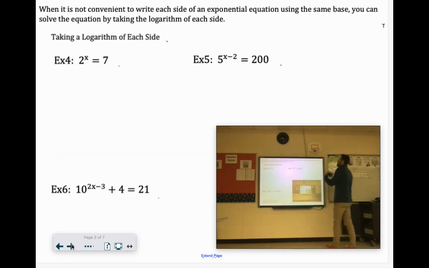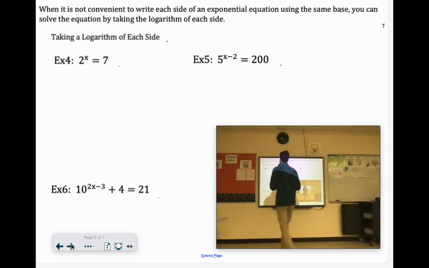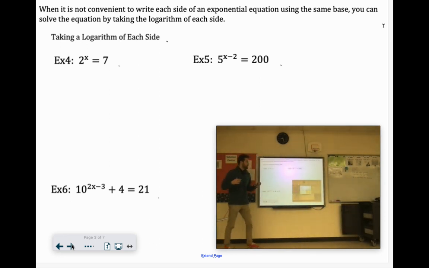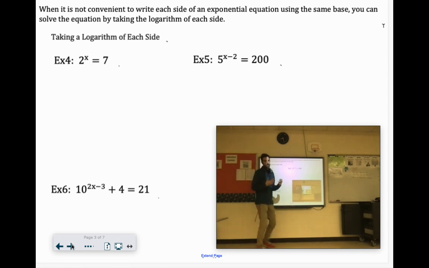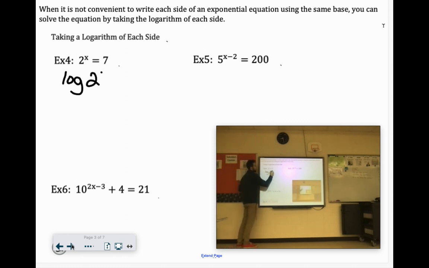Now you're not always going to be able to get that common base. So remember, you can do whatever you want to both sides of an equation as long as you're keeping it balanced. If you do something to one side, you have to do it to the other side. So we can do that here because 2 and 7 don't have a common base, but we can log both sides. So we're going to say log of 2 to the x will equal the log of 7.